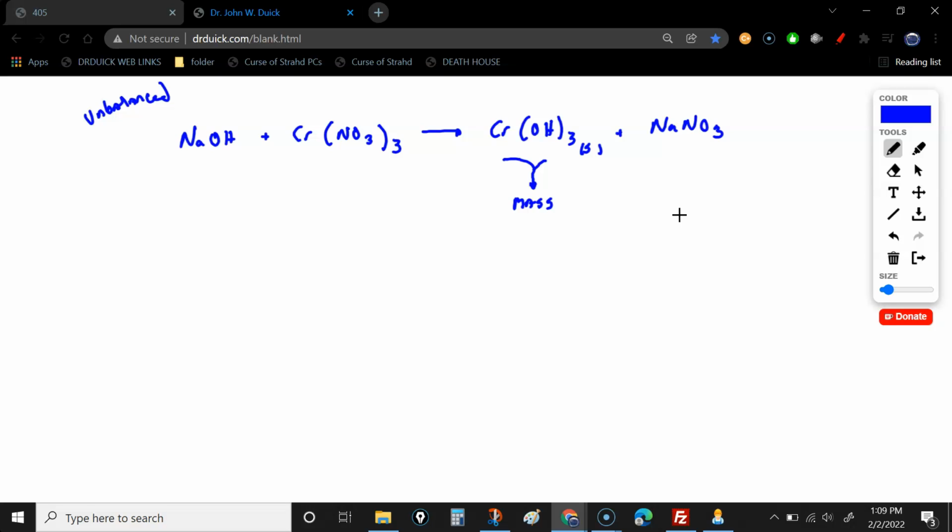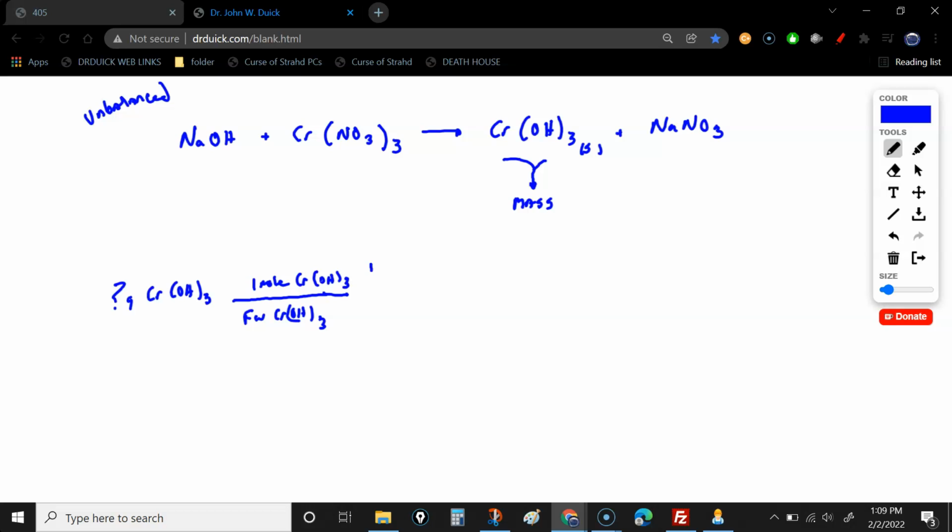So I'm going to eventually get a precipitate. In this case, it's chromium hydroxide. So I'm going to take whatever my mass is in chromium hydroxide, Cr(OH)3, and I am going to basically determine how many moles that is. So I put the formula weight of Cr(OH)3 here, right? You can work that out. That will give me the amount of moles of Cr(OH)3.